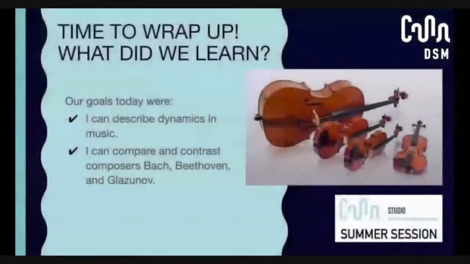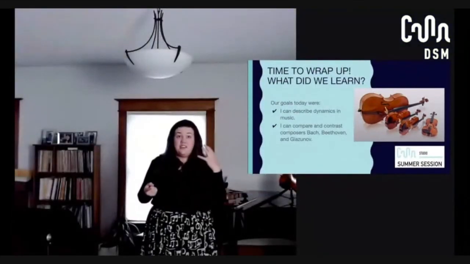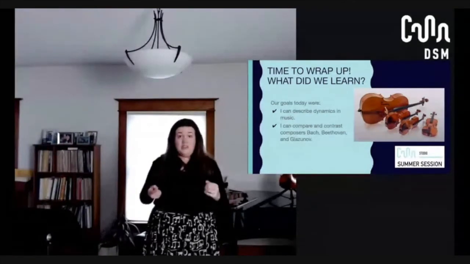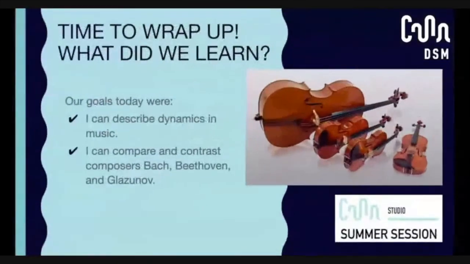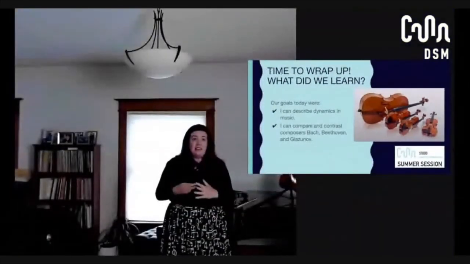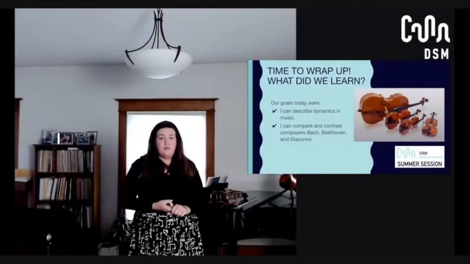Now that we've talked about that, though, let's go back and make sure that we hit our goals for today. So goal number 1 was, I can describe dynamics in music. We talked about that. What we need to do to make our instruments sound loud versus soft actually takes a lot of work on the part of the musician. So it's really interesting that when you hear these things, to kind of watch what the musician is doing too and see how they change their bow to make those differences. Number 2, I can compare and contrast composers Bach, Beethoven, and Glazunov. They lived at very different times, and I think when you listen to their music, you're going to hear a lot of differences in the type of music that you're hearing too.